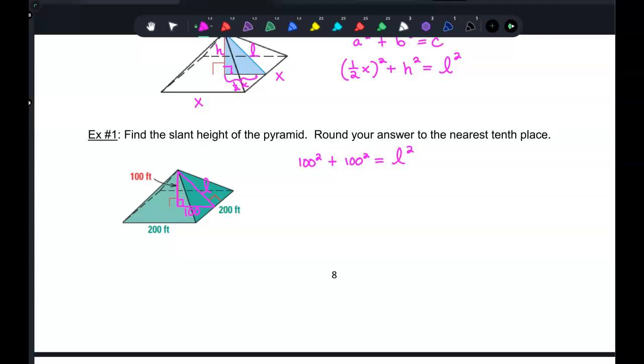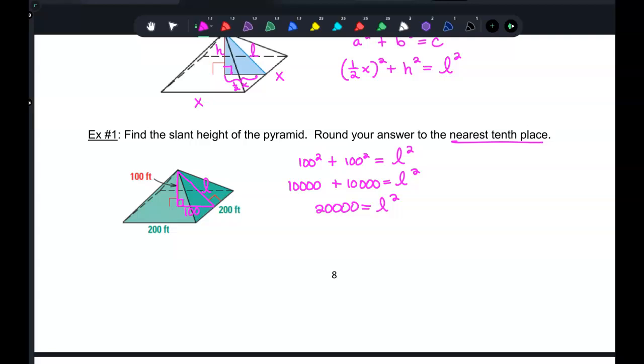How many zeros if we square 100, 100 times 100? 10,000. Just think, if we square 100, we double the amount of zeros. Because 100 times 10 would be 1,000, and 100 times 100 would be 10,000. So then we're going to add these. So we get 20,000.